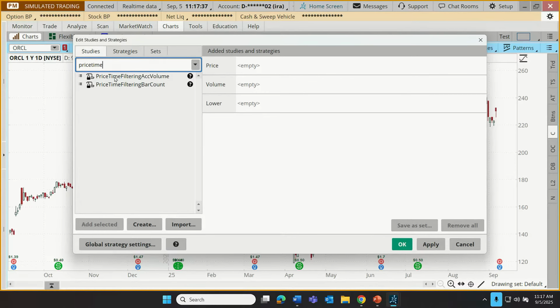You'll notice there's another one, the price time filtering accumulation of volume indicator. I'm not going to go through this one. I will say, just to briefly summarize, the two are so similar, at least in my view, it's not really worth exploring.